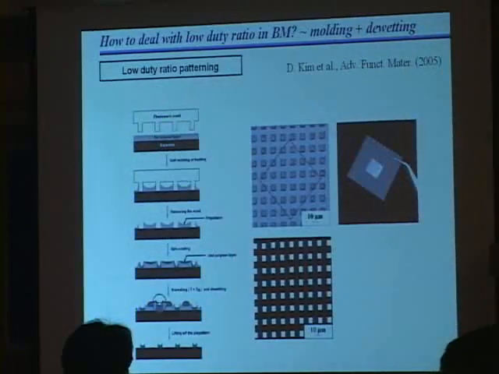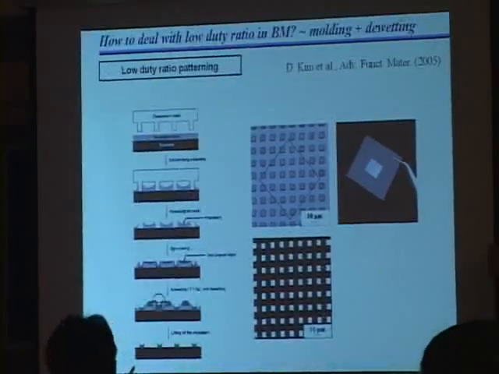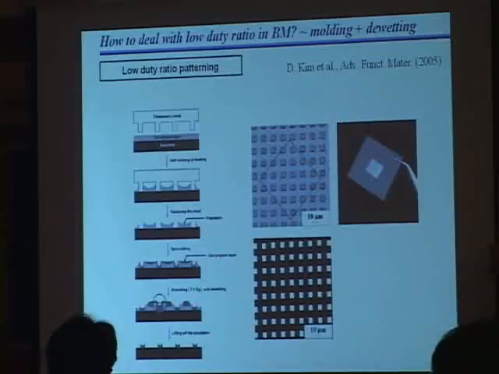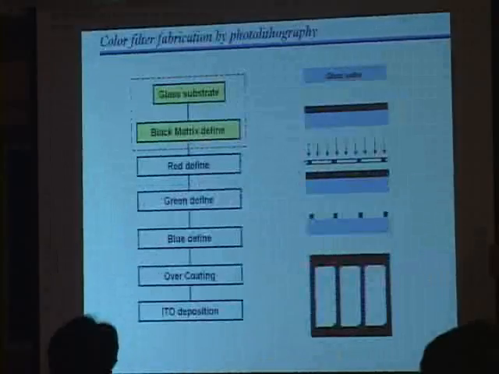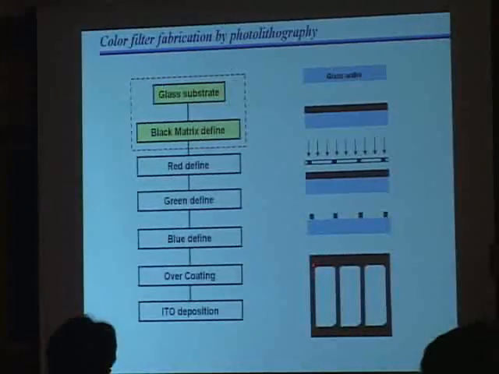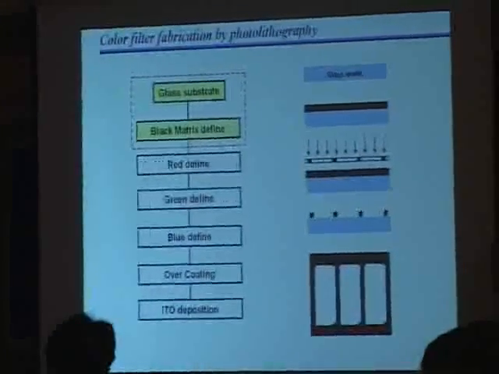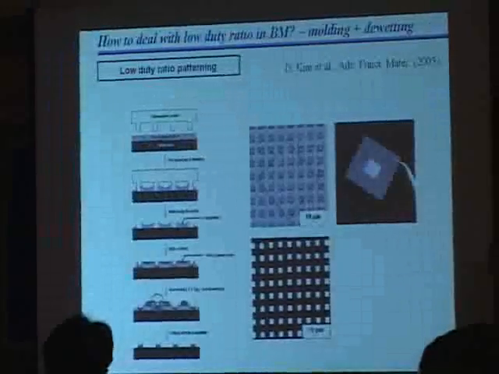These are three methods we want to apply for fabricating black matrix patterns. But here is the point. One of the big challenges in black matrix fabrication is that we need to expose quite a large portion of the substrate surface in one step. The black matrix patterns are like this. A relatively large portion of the substrate should be exposed. That means we need to fill a very thin layer of these lines. This is called a low duty ratio pattern.